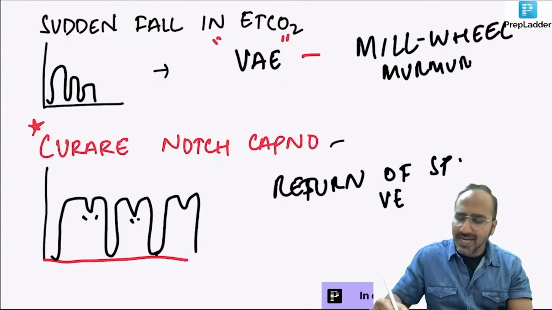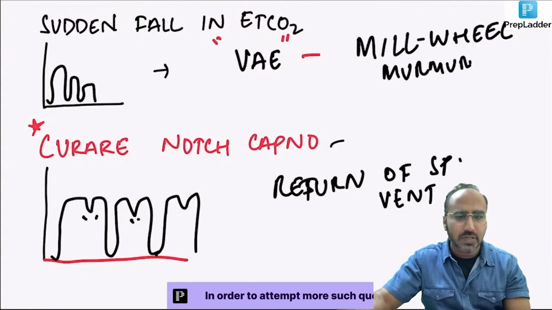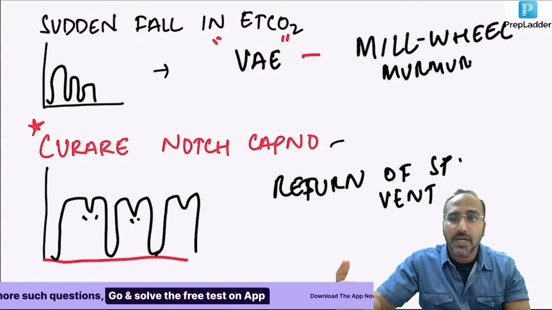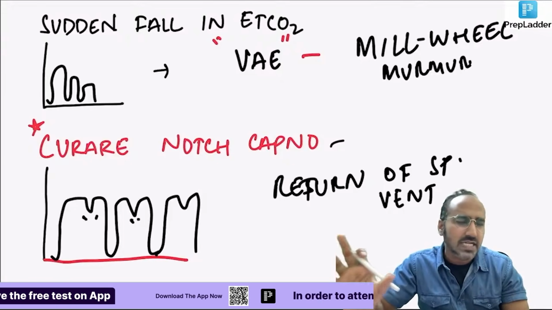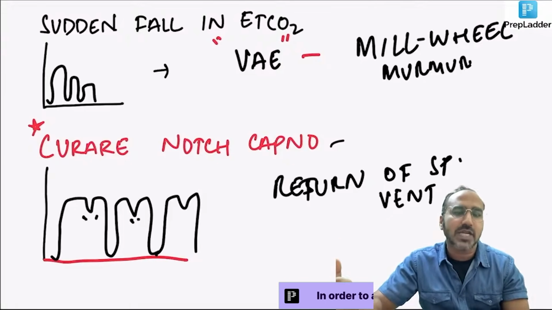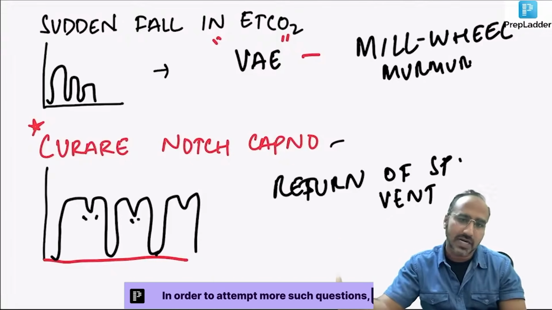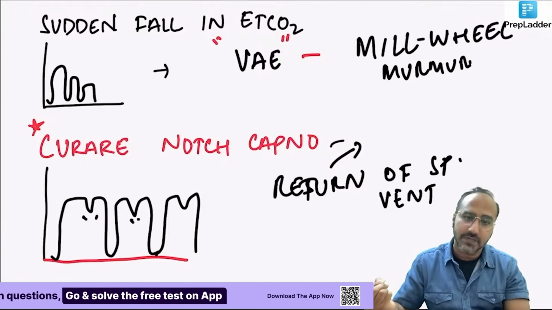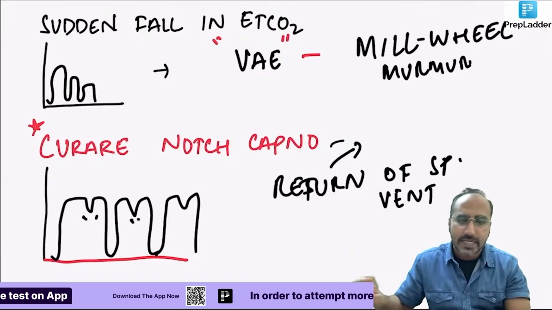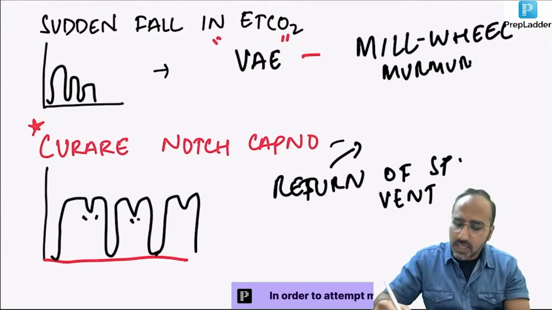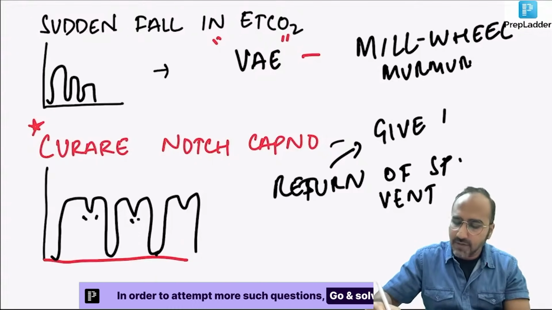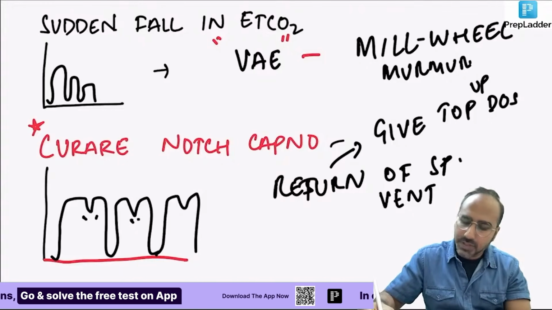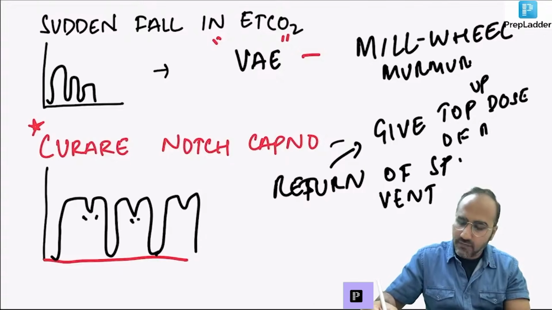What does it mean? During anesthesia, you give muscle relaxant to the patient. Patient muscles will be relaxed, but only for some time. Usually the duration of muscle relaxant is 30-40 minutes. After 40 minutes, the patient starts to breathe spontaneously. You will see Curare notch. That indicates what? What should be the next step, guys? If you see return of spontaneous ventilation and the surgeon is telling more surgery is left, then the next step is what? You give a top-up dose of muscle relaxant.